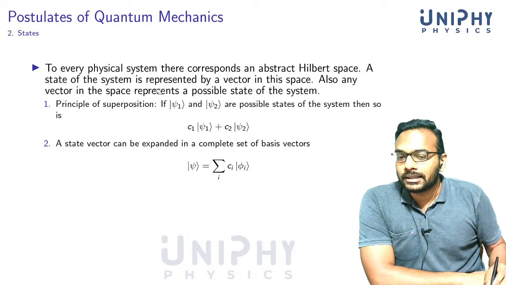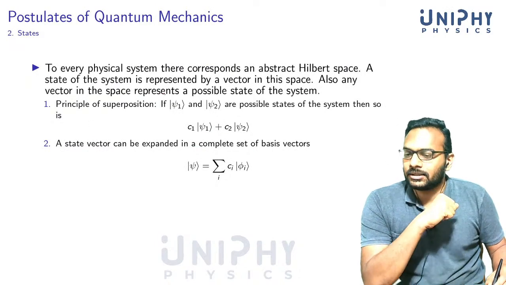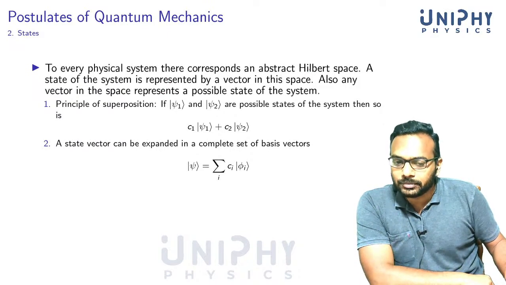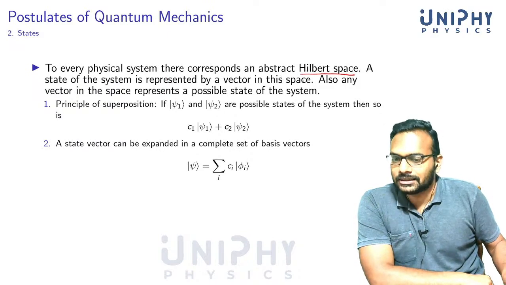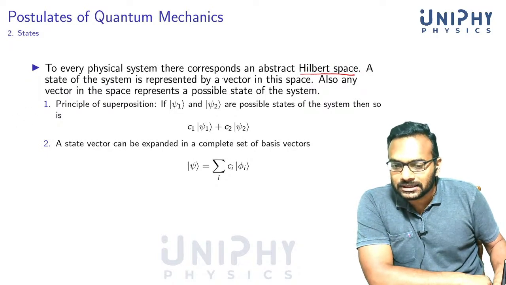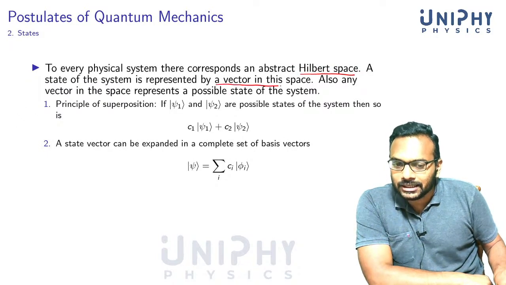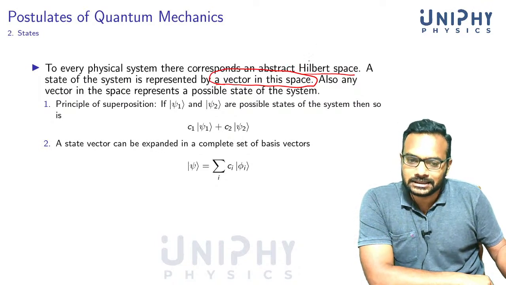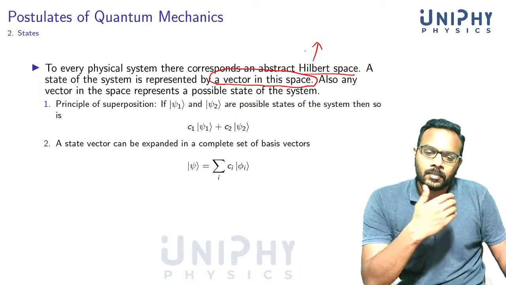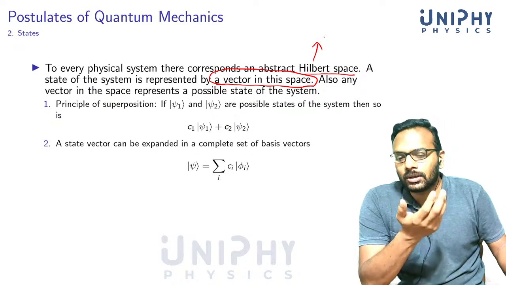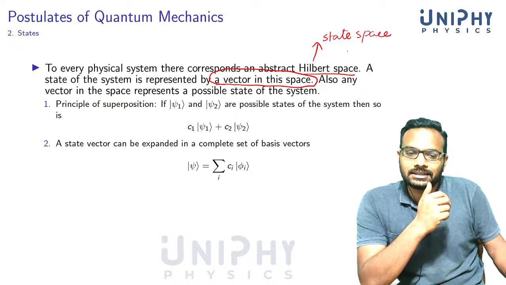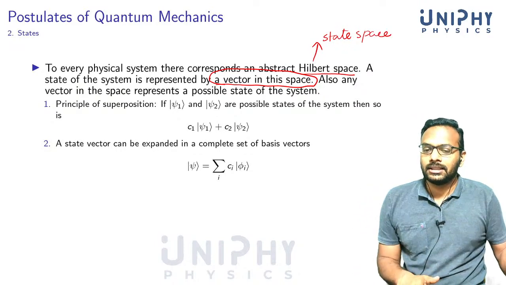And the second postulate is regarding the state of the system. To every physical system, there corresponds an abstract Hilbert space. A state of the system is represented by a vector in this space. As I said earlier, Hilbert space is called the state space, the space of states in quantum mechanics.